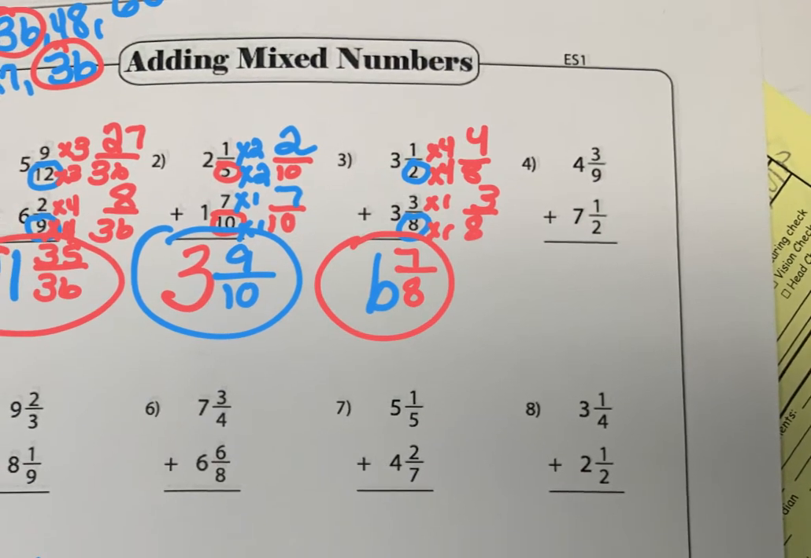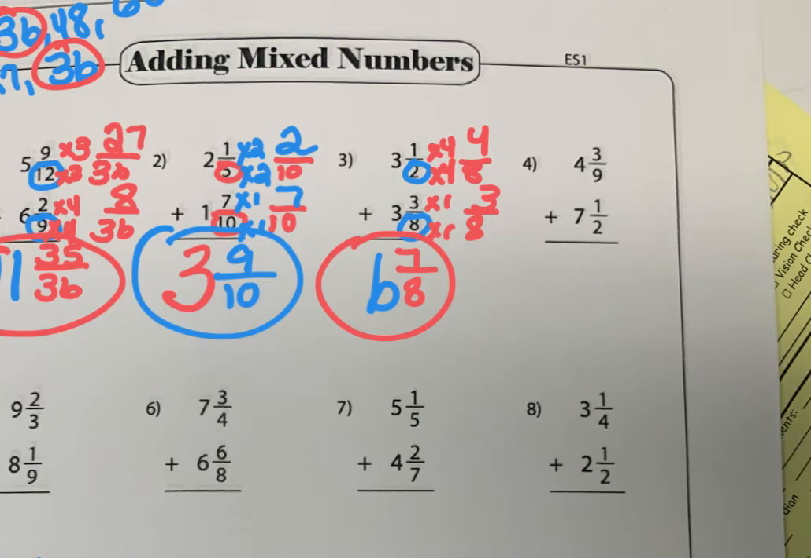Number 4, what do I need to add first? Whole numbers. What is 7 plus 4? 11. Can everybody get that step? Take care of it first when you're adding. Now go to your denominators.